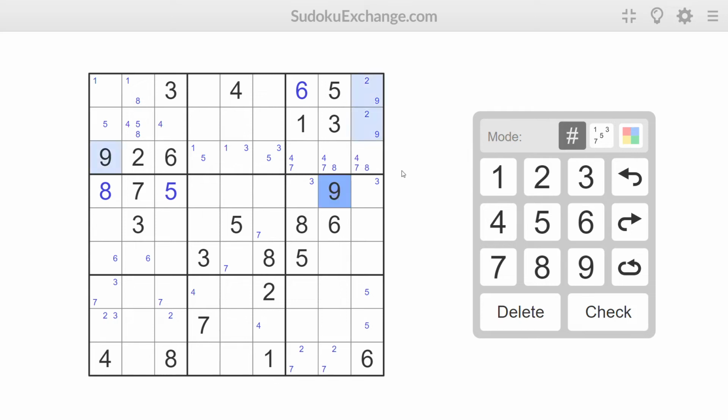What else do we have? Okay, twos. Now we've got a pair of twos here. That means none of these places can have a 2, which leaves us just these 2 places where we can put in the number 2.